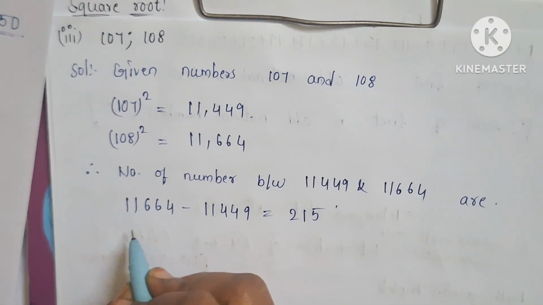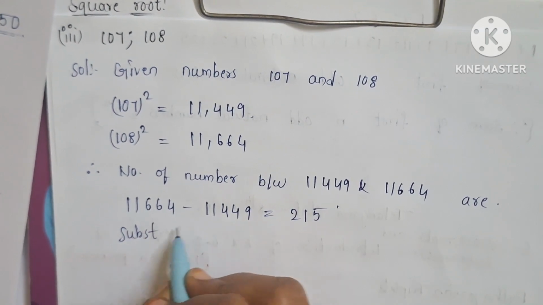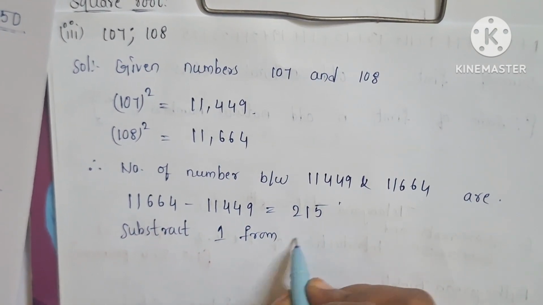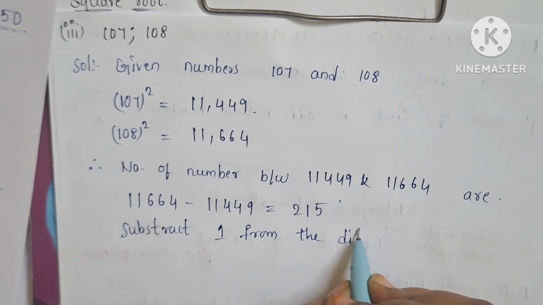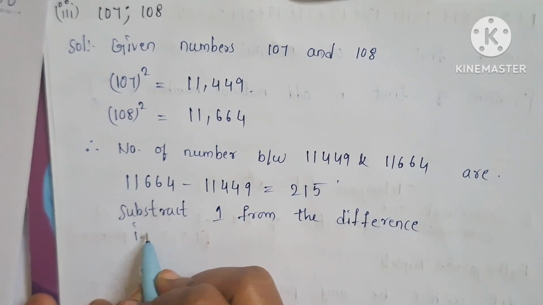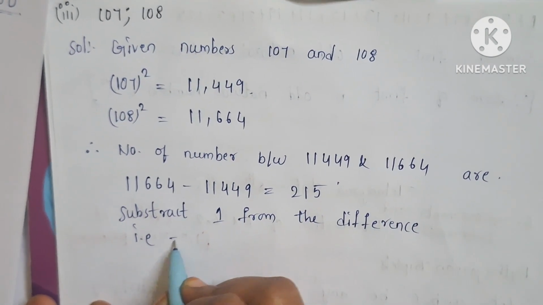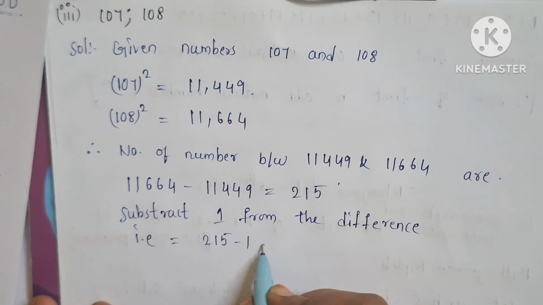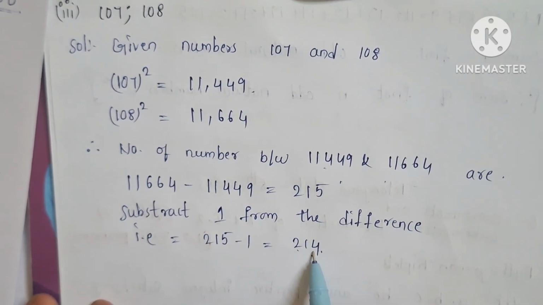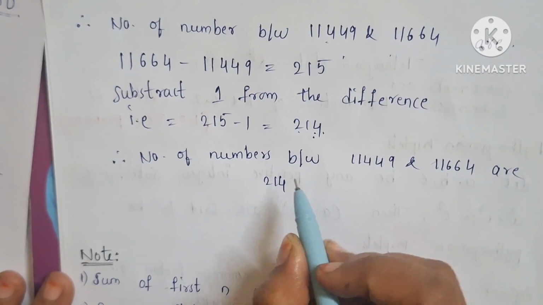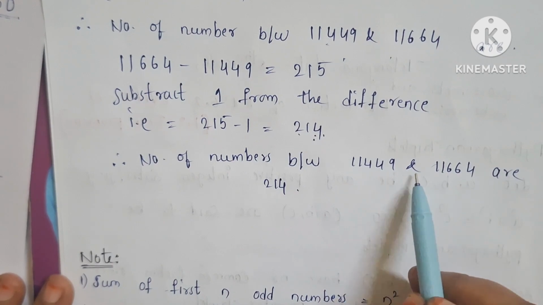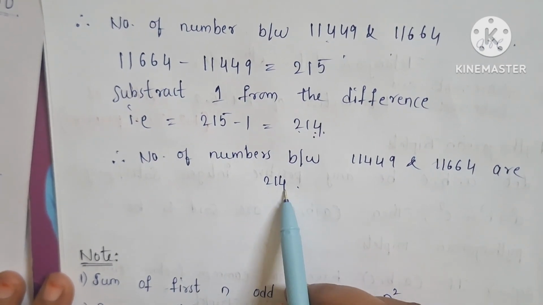Subtract 1 from the difference. Subtract 1 from the difference, that is 215 minus 1, that is equal to 214. Therefore, number of numbers between the given numbers is 214. Okay, you can write the conclusion. Therefore, number of numbers between 11,449 and 11,664 are 214.